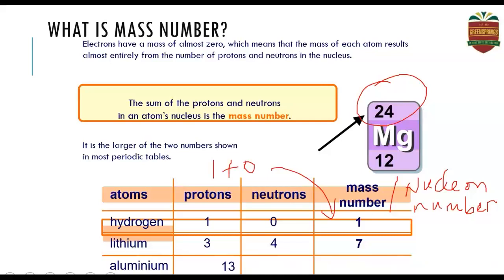Also for aluminium, we have proton number of 13, neutron 14. You sum up 13 plus 14 and you have 27.